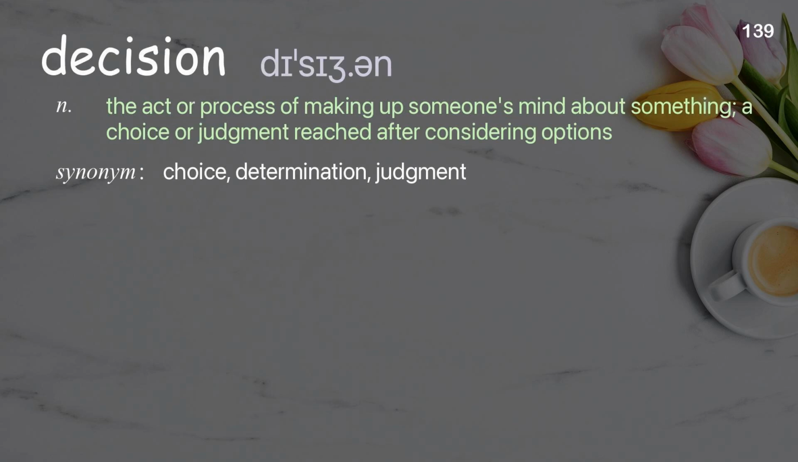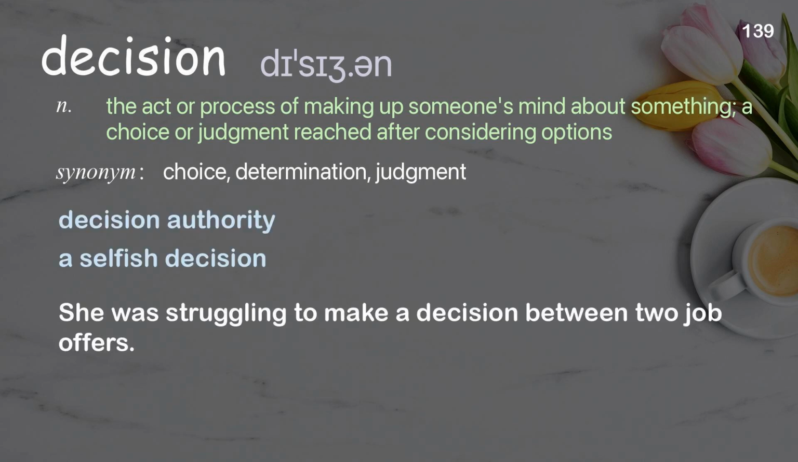Decision: the act or process of making up someone's mind about something, a choice or judgment reached after considering options. Examples: Decision authority, a selfish decision. She was struggling to make a decision between two job offers.